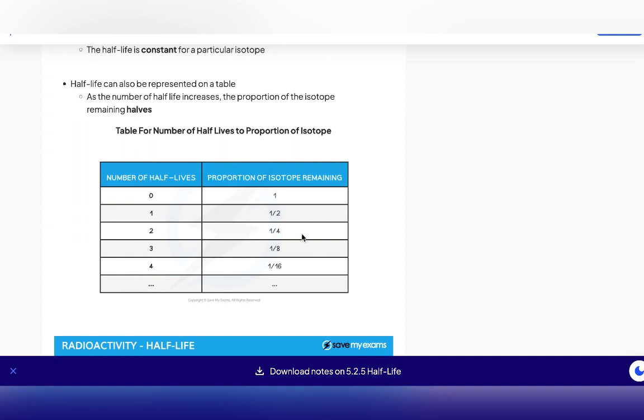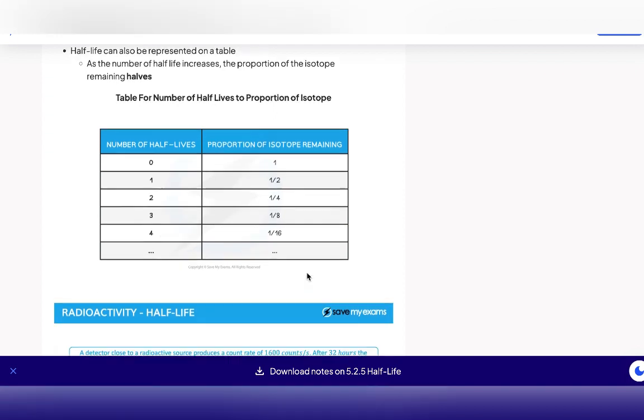If 2 half-lives have passed, to find the proportion of the radioactive sample that is remaining, you multiply the original activity by 1 over 4 or divide by 4; it's the same thing. If 3 half-lives have passed, you multiply by 1 over 8 or divide by 8, because what is remaining is 1 over 8 of the original. If 4 half-lives have passed, you multiply by 1 over 16.